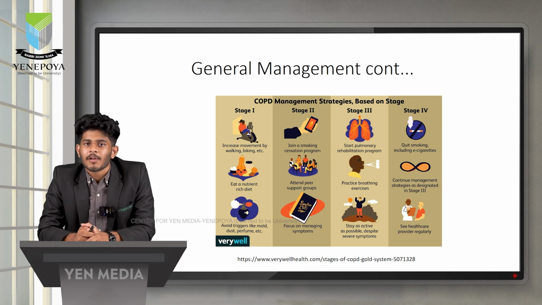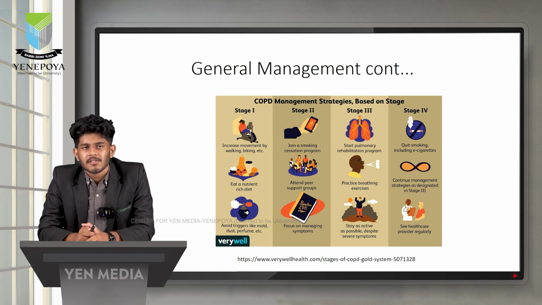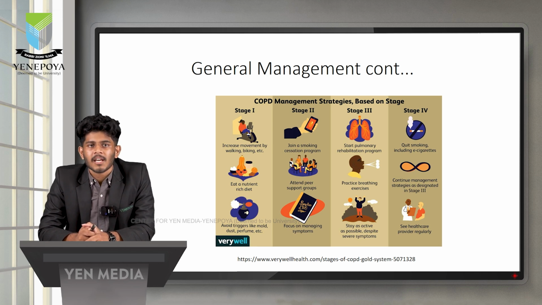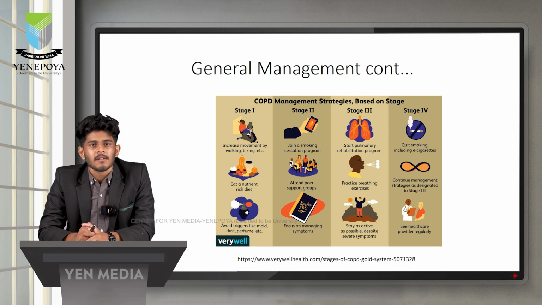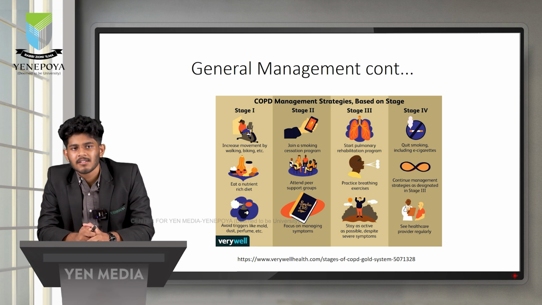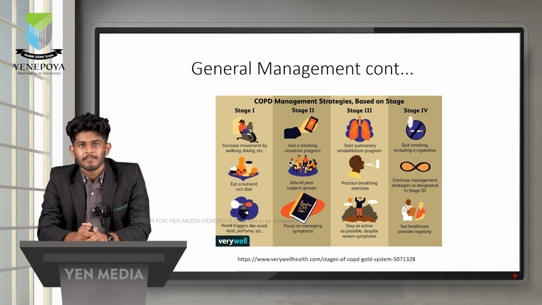Finally, we are coming on to the general management strategies which the patient can incorporate into their lifestyle based on the stage they are currently in. In stage 1, the patient can increase movement by walking, biking, etc. Eat a nutrient-rich diet. Avoid triggers like mold, dust, perfume, etc.